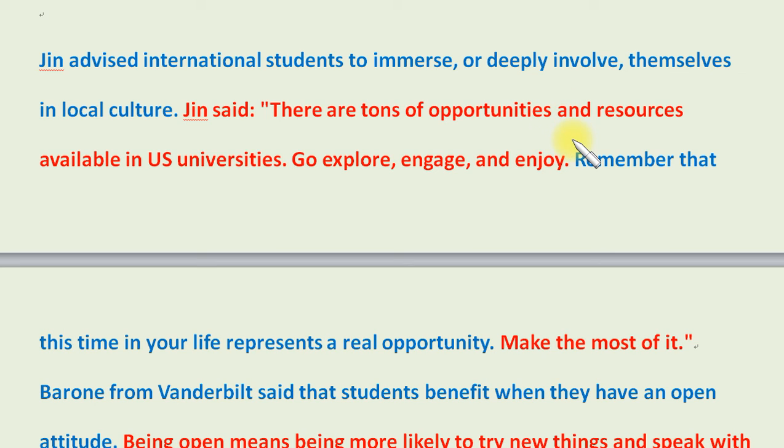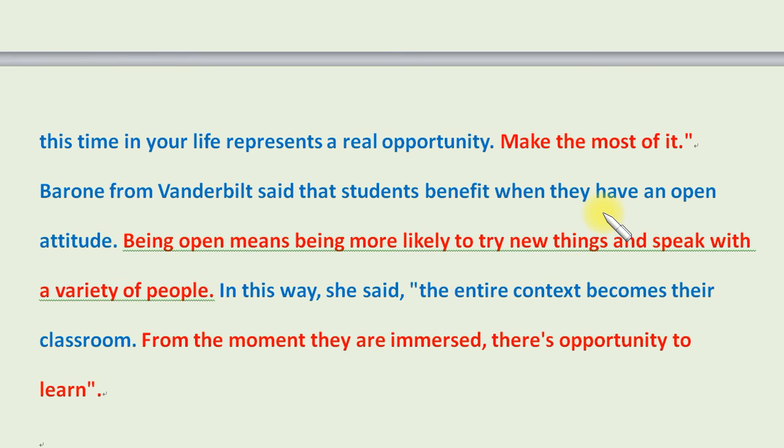Jin said, "There are tons of opportunities and resources available in U.S. universities. Go explore, engage, and enjoy. Remember that this time in your life represents a real opportunity. Make the most of it."